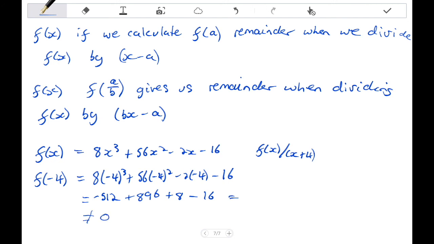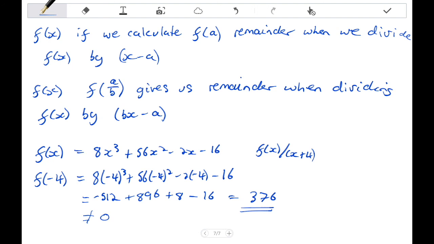And what does it equal? 896 minus 512 would be 384, plus 8 minus 16, which is 376, I think. So we have a remainder of 376 if we were to divide f of x by x plus 4. That's what the remainder theorem does.